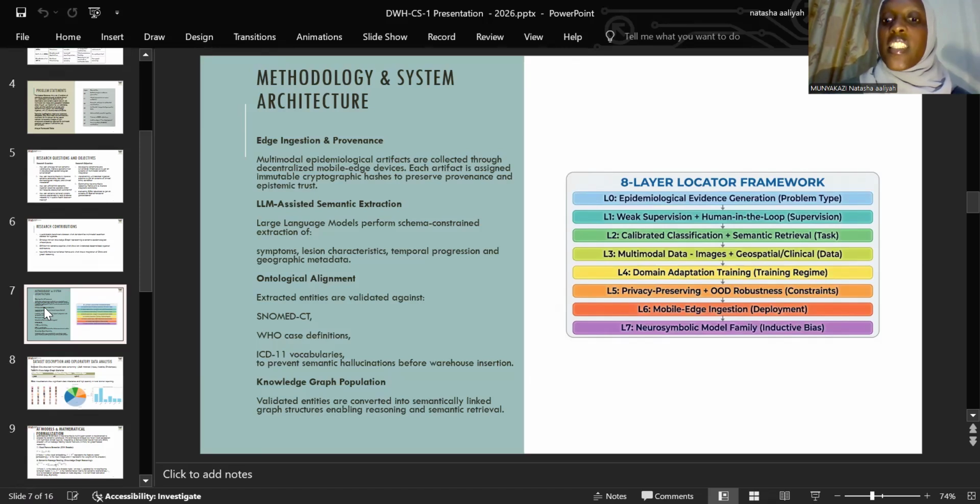Finally, the validated entities are inserted into a semantic knowledge graph which supports reasoning and semantic retrieval. Yes, basically that is it.